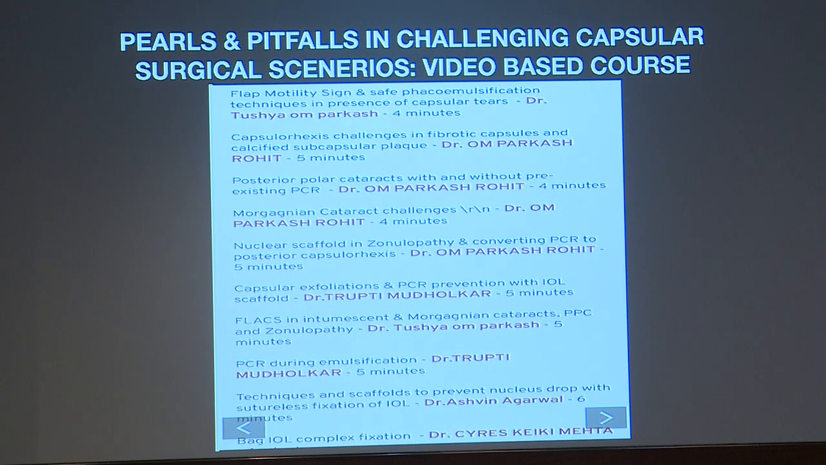And techniques and scaffolds to prevent nucleus drop with sutureless fixation of IOL will be dealt by Dr. Ashwin Agarwal, and last by Dr. Cyrus Keki Mehta, bag IOL complex fixation.